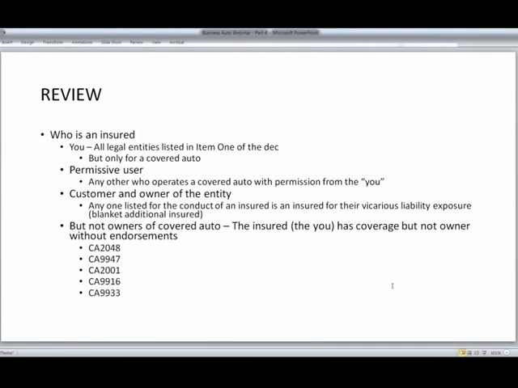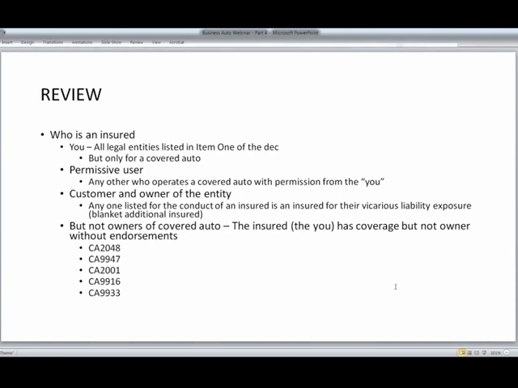This is if you schedule vehicles on the policy that are not owned by the corporate officer or employee or not leased from a leasing company, that you can add that vehicle, and again, that endorsement provides coverage for the owner of that vehicle. CA 9933 is employee as insured. This does not give primary coverage.